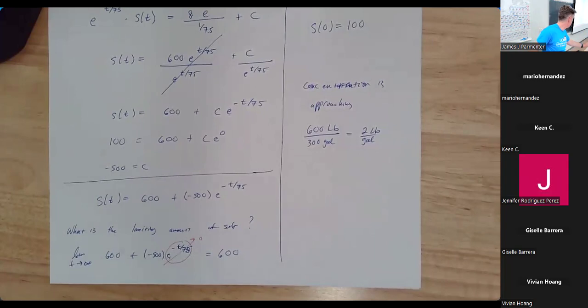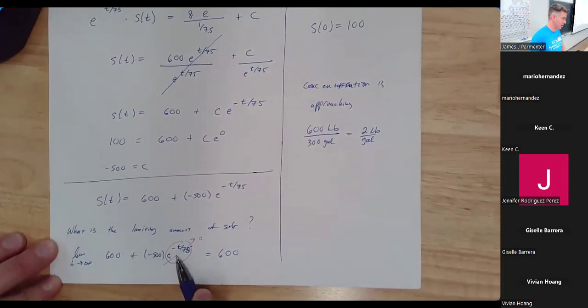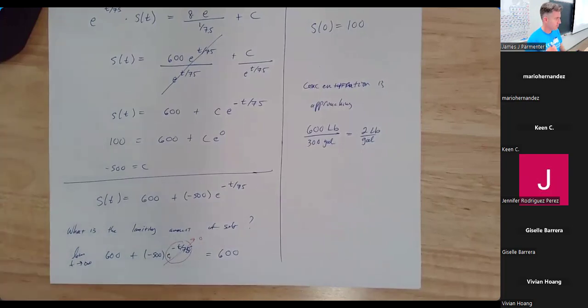Is the negative 500 part of what's going to zero? Yes, it's negative 500 times zero, which is zero. Thank you. Good question.